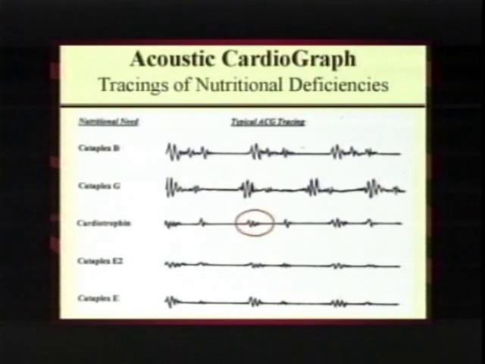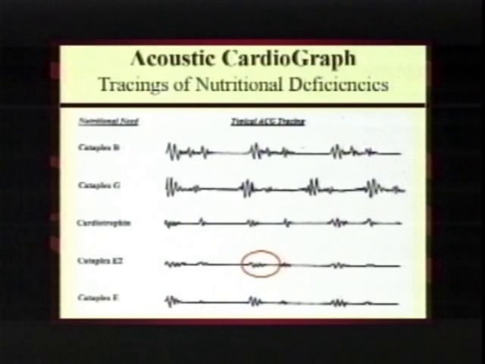Next, we will see an example of diminished first sound. Cardiotrophin PMG is needed to support the cardiac tissue growth. Here again we see another example of diminished first sound. A second nutritional approach would be to use Cataplex E2 to dilate and support the cardiovascular system. This allows better blood circulation through the coronary artery during diastole.